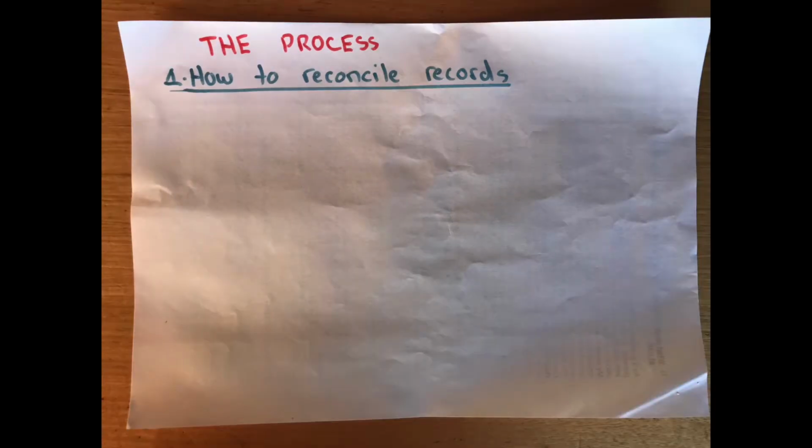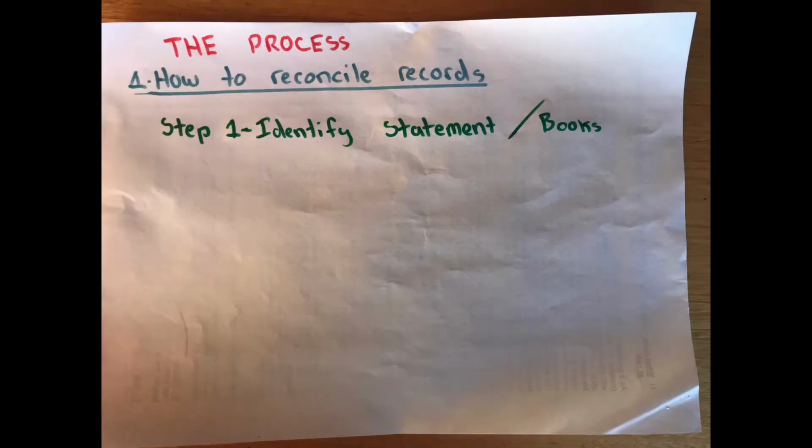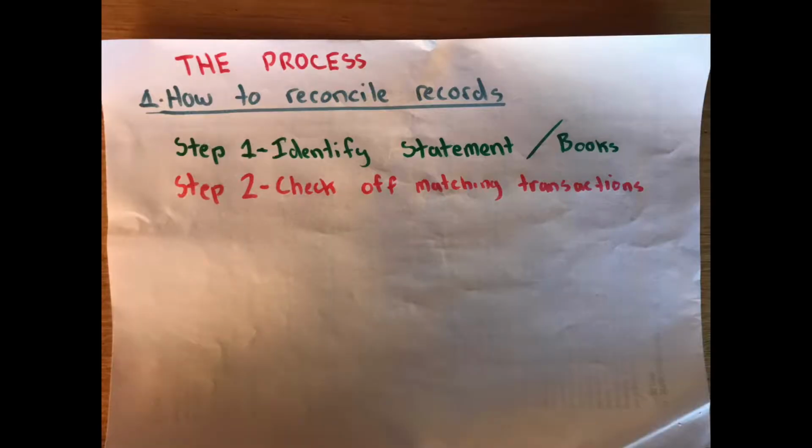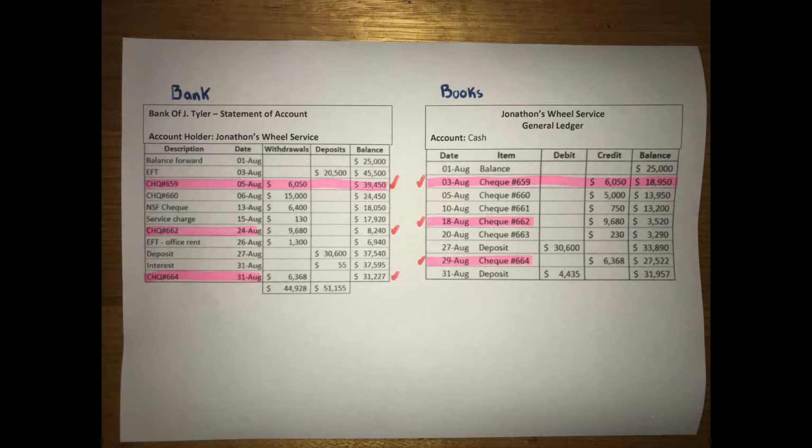The first stage in reconciling our records is identifying which statement is which. In our example, the bank statement is on the left with our books on the right. Step 2 requires us to check off all matching transactions, those that are equal on both the bank statement and the books. For our statements, check 659, 662 and 664 are all adequately recorded.